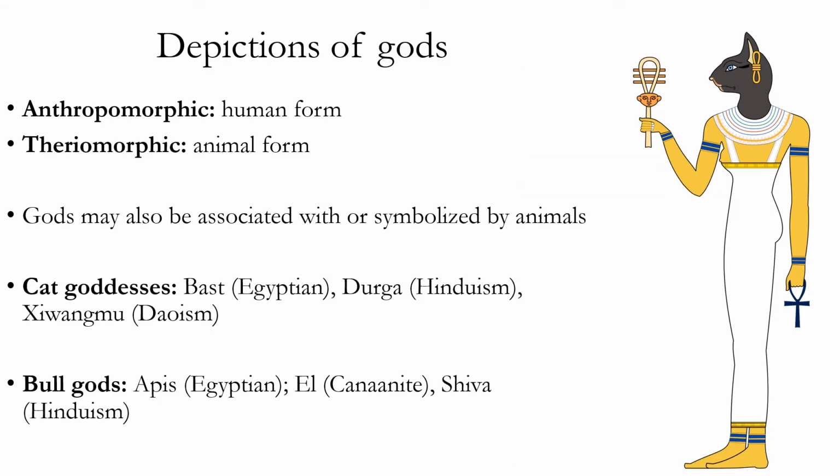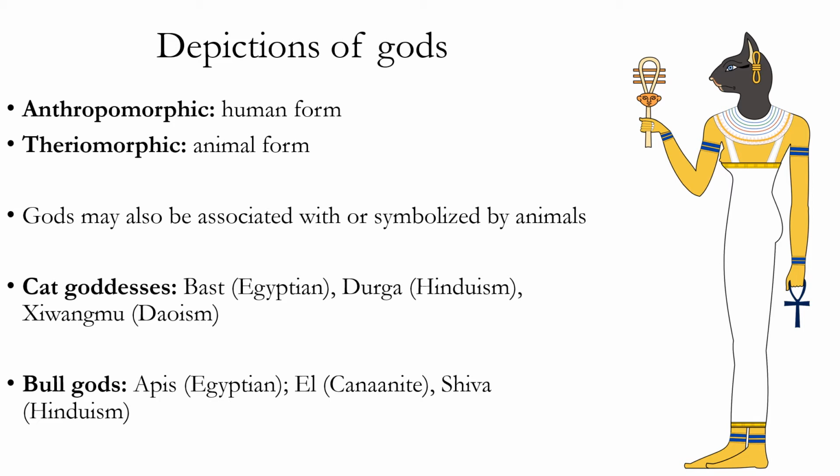So let's talk about some of the ways in which gods are depicted. Anthropomorphic means the god has a human form or shape. Theriomorphic means the god has an animal form or shape. It's also possible for gods to be merely associated with or symbolized by animals, even if they're not literally depicted as animals. Some animals show up in many cultures as depictions of gods. Examples are goddesses associated with cats and gods associated with bulls.